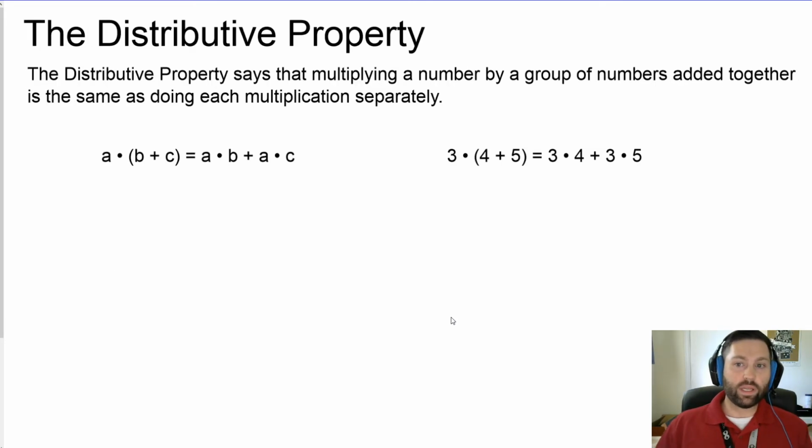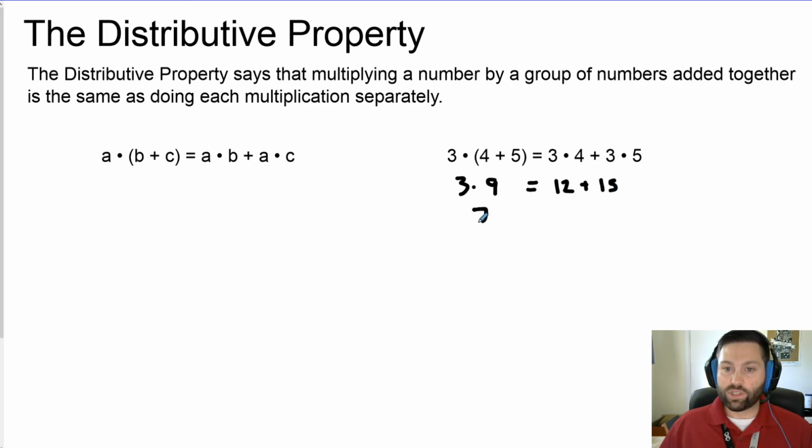And the last property is the distributive property. The distributive property says that multiplying a number by a group of numbers added together is the same as doing each multiplication separately. So 3 times the quantity 4 plus 5 is equal to 3 times 4 plus 3 times 5. And I'm going to actually do them differently to show you this. 3 times, you do the parentheses, 4 plus 5 is 9. And then over here, I'm going to get 3 times 4 is 12, plus 3 times 5 is 15. So I get 27 on this side, and I get 27 on the other side. So I get the same answer no matter how I do it.